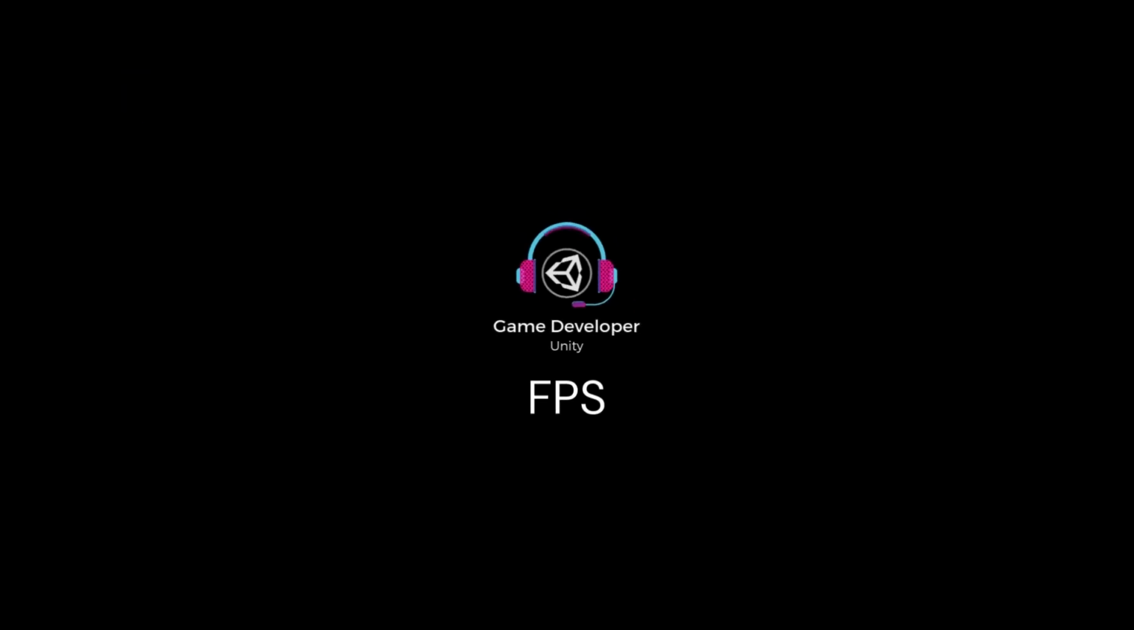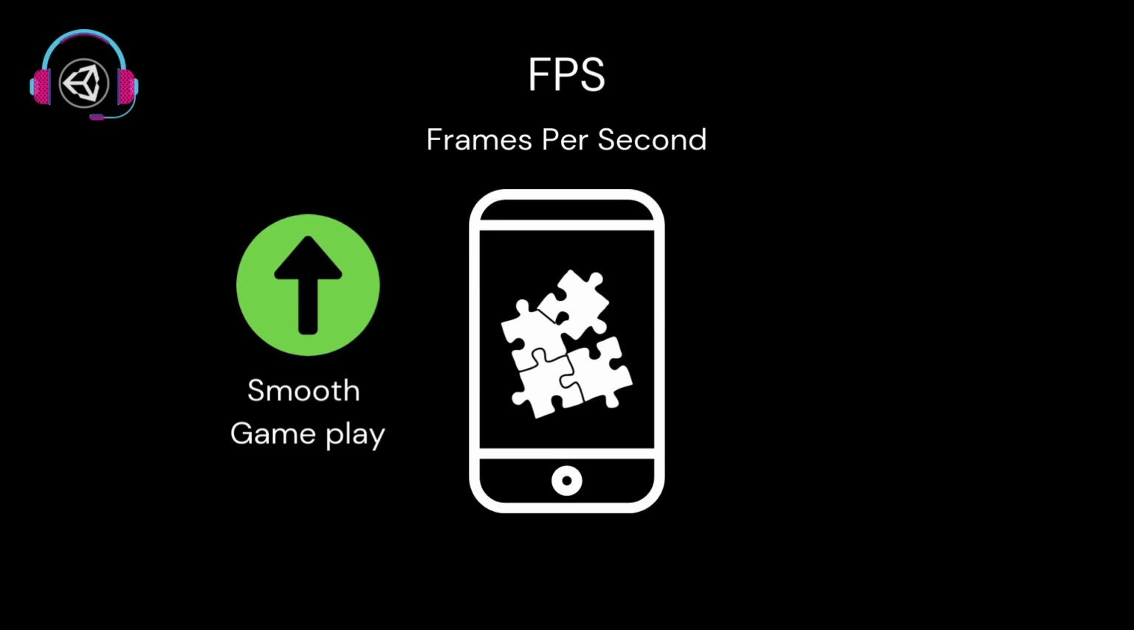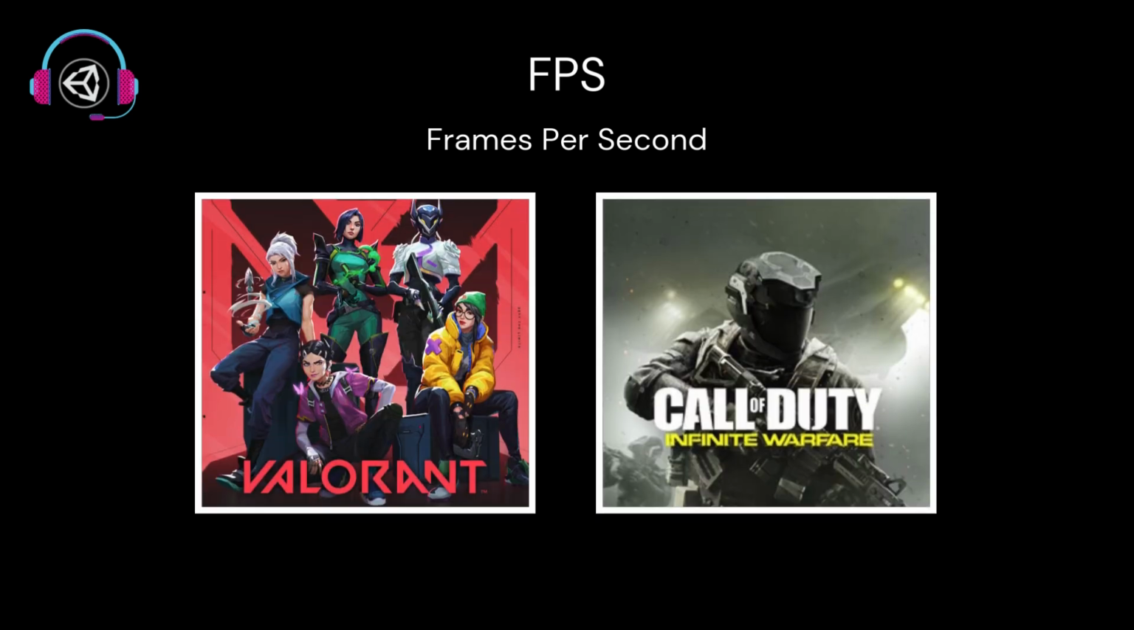FPS. Next, we have FPS, which stands for frames per second. It's a measure of how smoothly a game runs. Higher FPS means smoother gameplay, while lower FPS can make a game feel choppy or laggy. Fast-paced games like Valorant or Call of Duty aim for high FPS, usually 60 or more, to ensure buttery smooth gameplay. But if you're playing on an older computer and see stutters, it might be because your FPS is getting low.